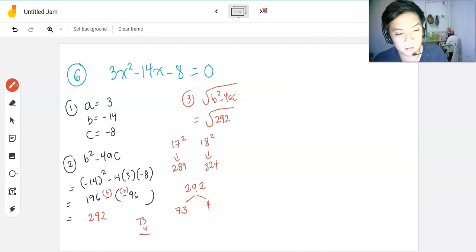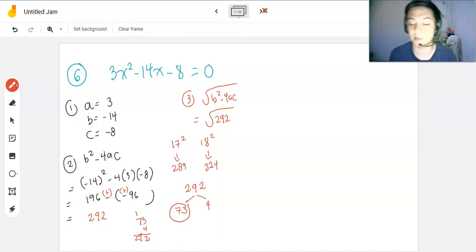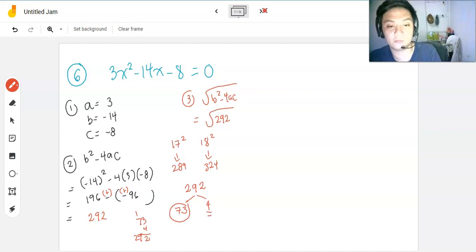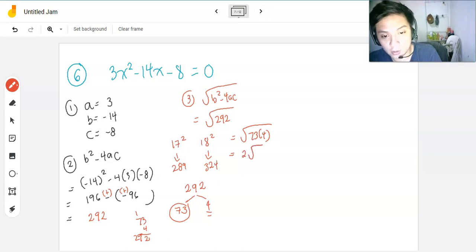Check natin. 3 times 4, 12. 28 plus 1. Yan, 292. At ang 73, this is already a prime number. Ibig sabihin pala niyan, 4 is the largest perfect square factor ng 292. Therefore, ito ay magiging square root of the product of 73 and 4, and will be simplified as 2 square root of 73. Okay, and then we now have to determine the value of negative of b and 2a.